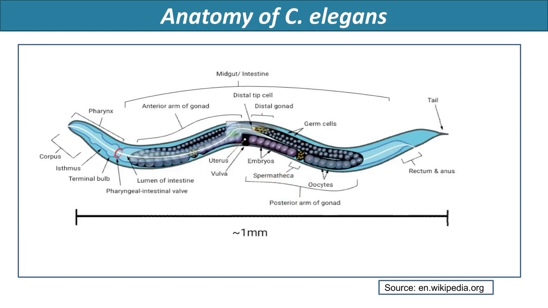And in this diagram, the position of vulva development is also clearly visible. So with this particular diagram, we can clearly understand the anatomy of the nematode and the position of all the organs.